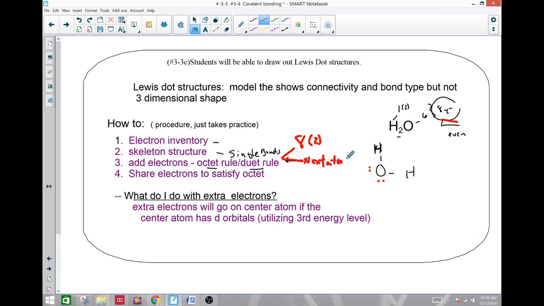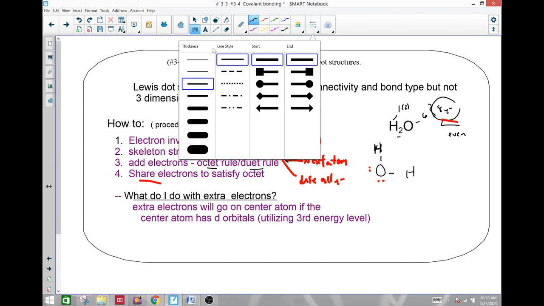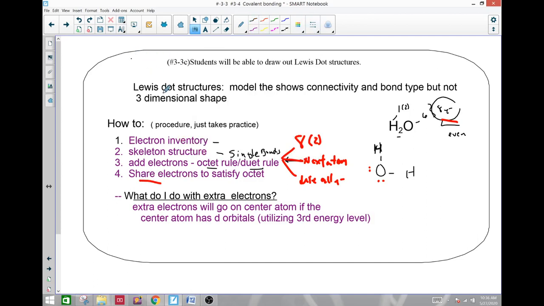Keep going until you run out, until you use all the electrons. The last step is that we'll share if we need to. If we have to, we'll share, but we may not have to. We'll see some examples where we have to do more. What do I do with extra electrons? What do I do if there are not enough electrons? These are things we'll look at in the next couple of examples.